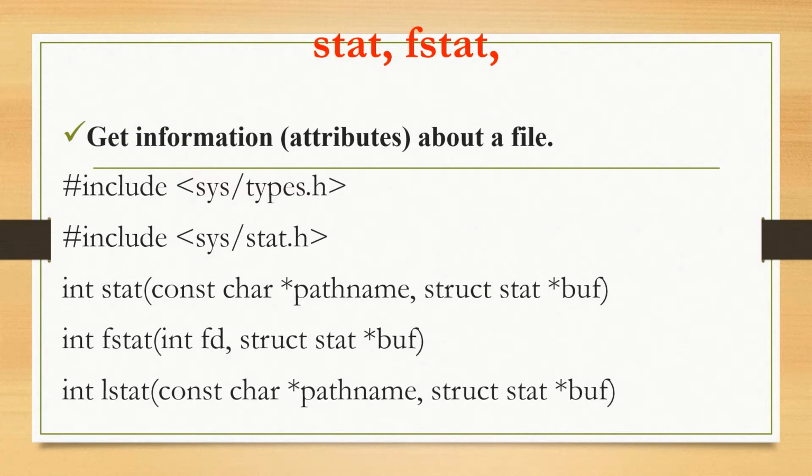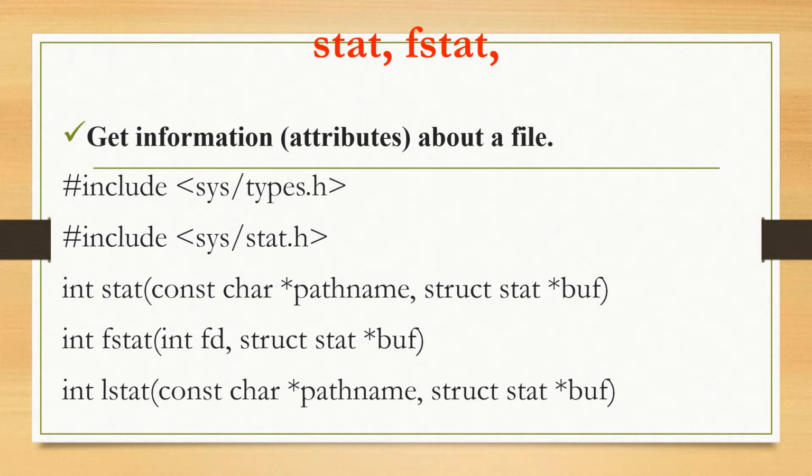stat and fstat functions, which get information about a file. These functions retrieve the file attributes of a given file. The first argument of stat is a path name, whereas for fstat it is a file descriptor. The prototype is given below. It includes two header files: one is the sys/types header file, and the second one is the standard header file.